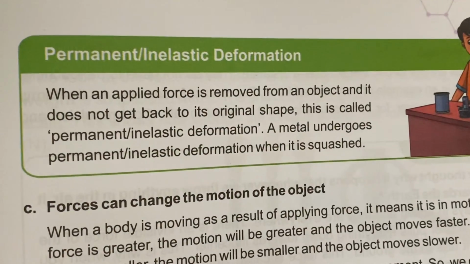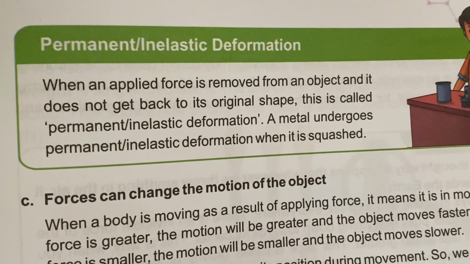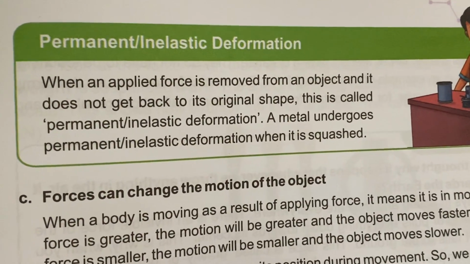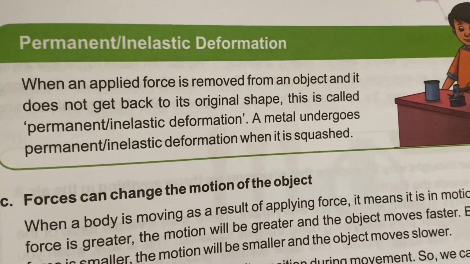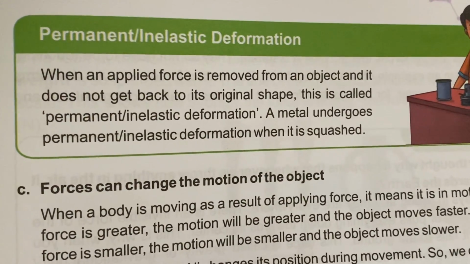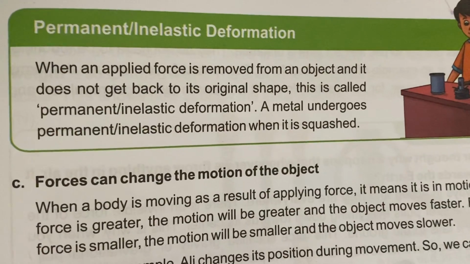When applied force is removed from an object and it does not get back to its original shape, it is called permanent inelastic deformation. A matter undergoes permanent inelastic deformation when it is squashed.